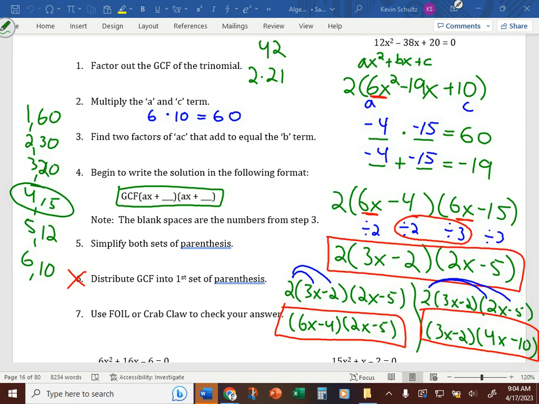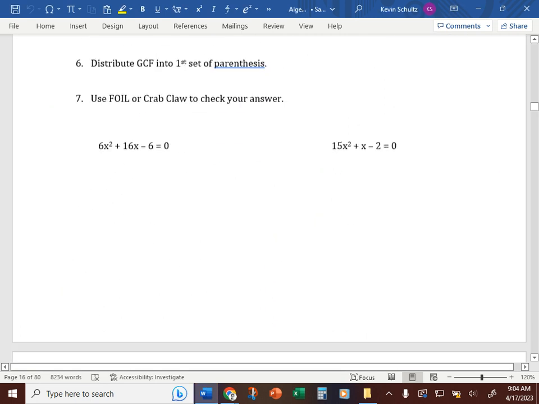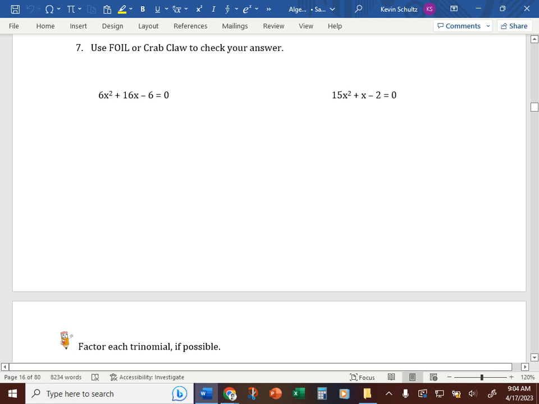Let's do another one together. Pick either the first or the second at the bottom of this page. Raise your hand for the first one. Raise your hand for the second one. Second one is the winner. Okay. So 15x squared plus x minus 2. Our first step is to factor out that greatest common factor.